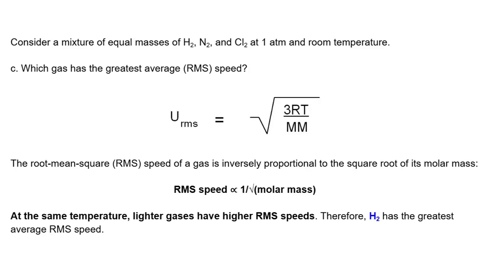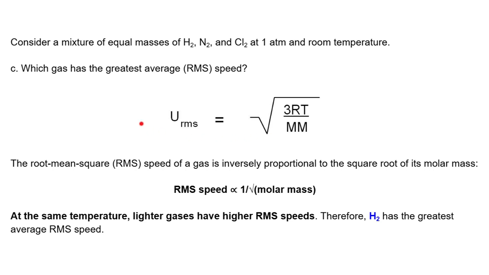Part C, which gas has the greatest average speed? Average speed is also called the RMS speed, which stands for the root mean square speed. You can calculate it using this equation. This equation is not on the AP exam. It's not something you have to know how to use. It's just something that you have to understand.